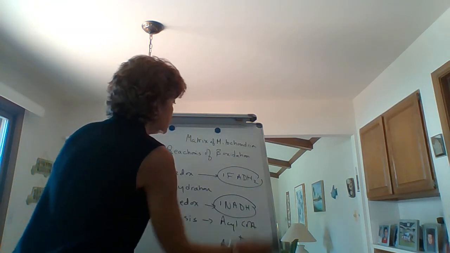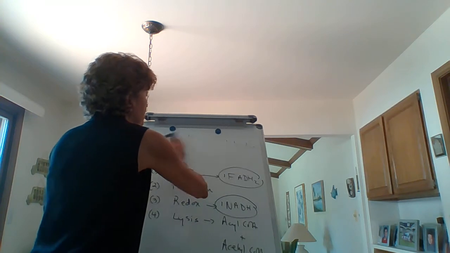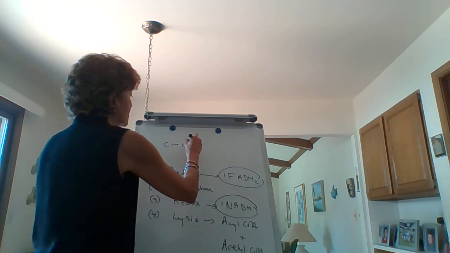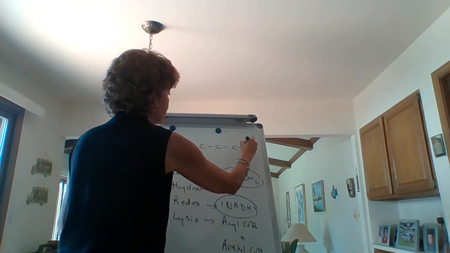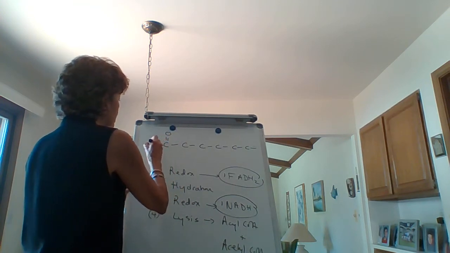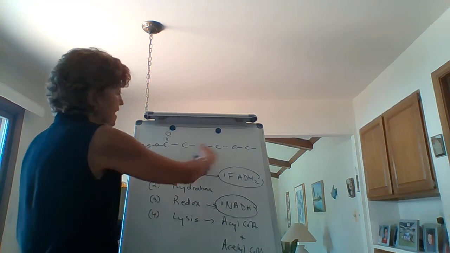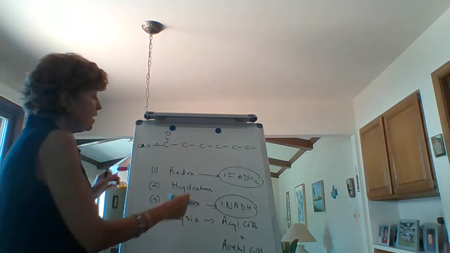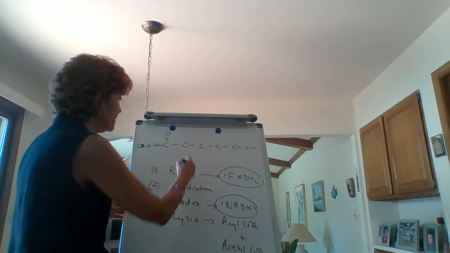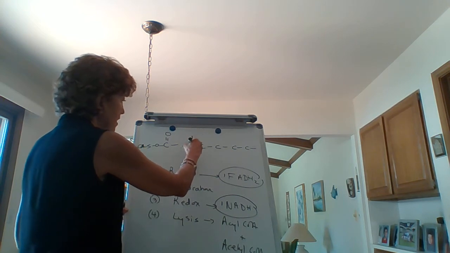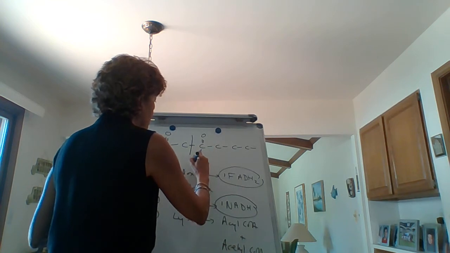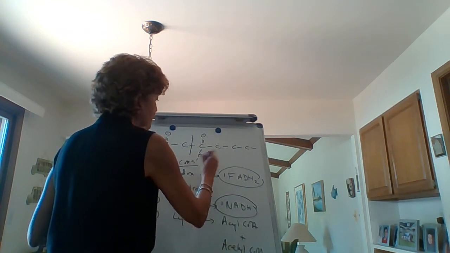So lysis means you're breaking a bond, breaking something. So imagine that you've got all these carbons. Okay, so it's an 18 carbon fatty acid, long chain. And we've got this over here. So this is the acyl-CoA. When you're going through these 4 steps, the last step cuts this off, and then this gets turned into the new acyl-CoA.